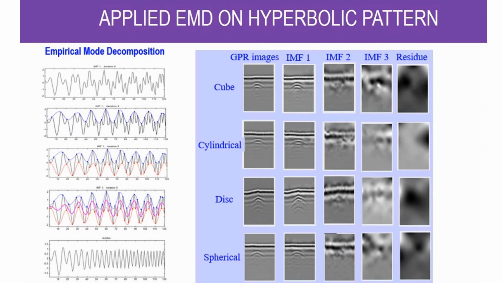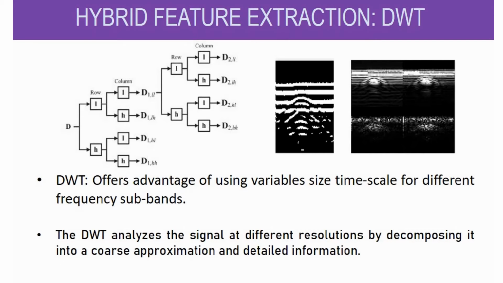of the signal. The figure shows the result of empirical mode decomposition on GPR images in terms of intrinsic mode function 1, intrinsic mode function 2, intrinsic mode function 3, and also the residue for the cubic, cylindrical, disc, and spherical. As observed, the empirical mode decomposition reveals the pattern structure from the finest to coarsest of the original image. Due to the nature of EMD, the lower order IMFs exhibit fast oscillation modes, while the higher order IMFs exhibit low oscillation modes.